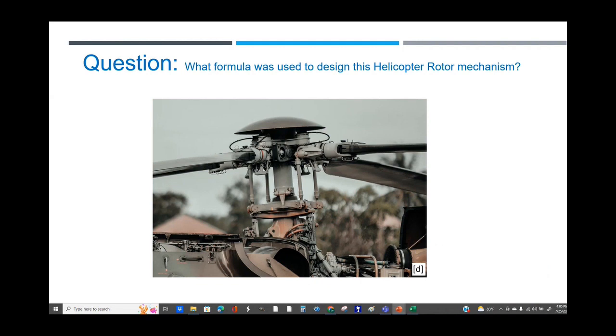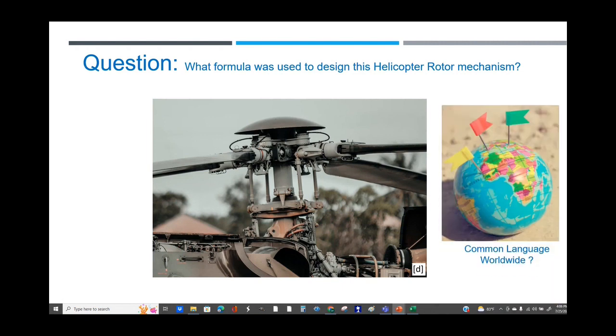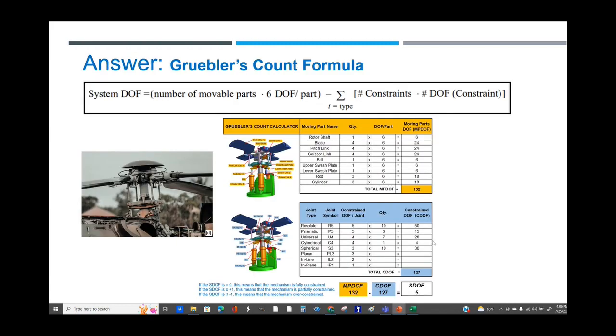So basically, Gruebler's formula is the formula that I'm going to introduce to you. For example, if you see a helicopter rotor, the reason why I like to choose a helicopter rotor is it's the most complicated and controllable mechanism that actually flies. So if Gruebler's count works on this mechanism, then it should work on every mechanism. And obviously we want it to be a common language around the world, just like the cantilever beam.